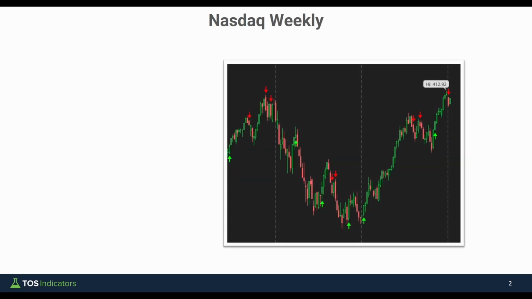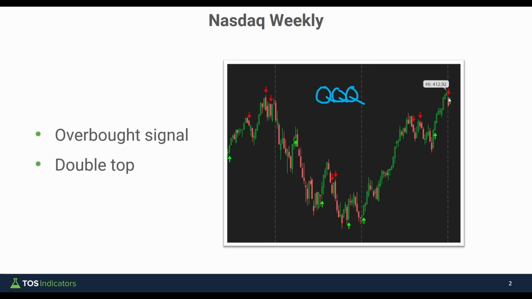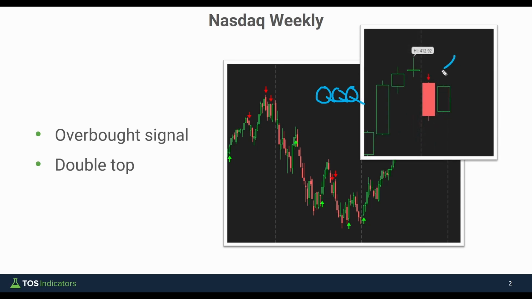Now let's start with a top-down approach with the weekly time frame chart first. On this right chart here, I have the QQQ ETF, and this is the weekly time frame. There are 2 things that stand out to me on the weekly time frame. The first is our overbought signal. That's this red arrow that you see on the chart, and that's the edge signal arrow confirmation.